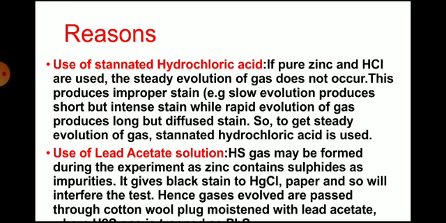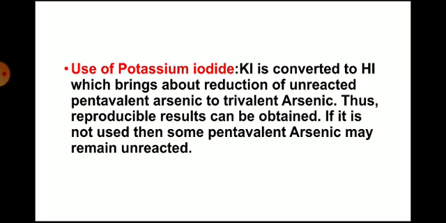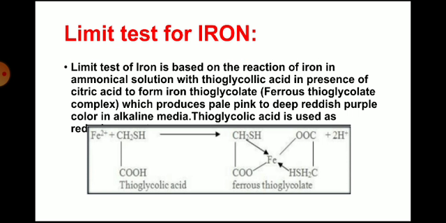The use of potassium iodide. Potassium iodide is converted to hydrogen iodide, which brings about reduction of unreacted pentavalent arsenic to trivalent arsenic. Reproducible results can be obtained this way. If it is not used, then some pentavalent arsenic remains unreacted.